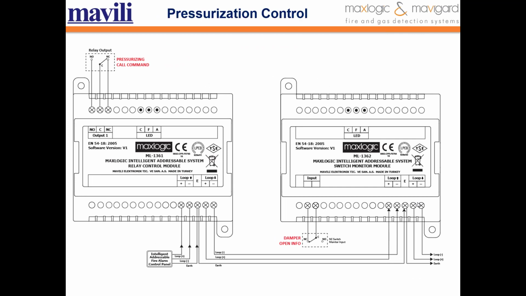Pressurization control. This image shows relay control module and contact monitoring module connected to a loop line in the addressed system. The contact monitor module monitors whether the damper is open or not. In the event that the damper is opened information, a signal is sent for pressurization system, pressurization fan to work with relay control module.